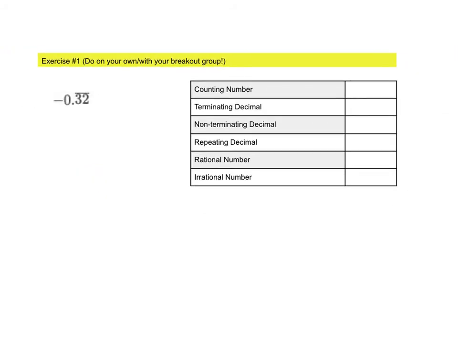All right, next one, you have 0.32 repeating. So go ahead and look at this number. Sorry, it's negative 0.32 repeating. And classify it off to the side with your list. We're going to go over in about 30 seconds. All right, this is not a counting number because this is a decimal. This is not a terminating decimal because it has the repeating sign. So it repeats.